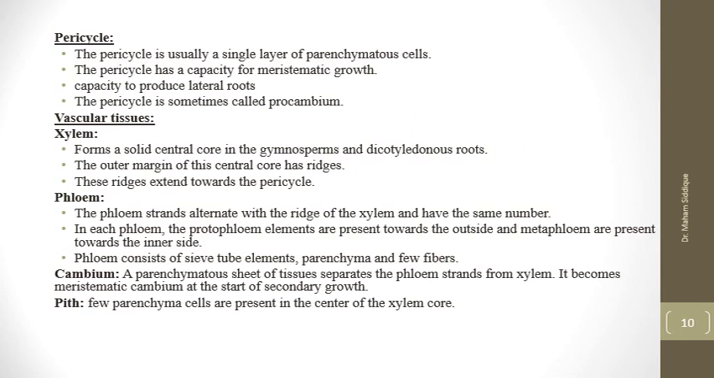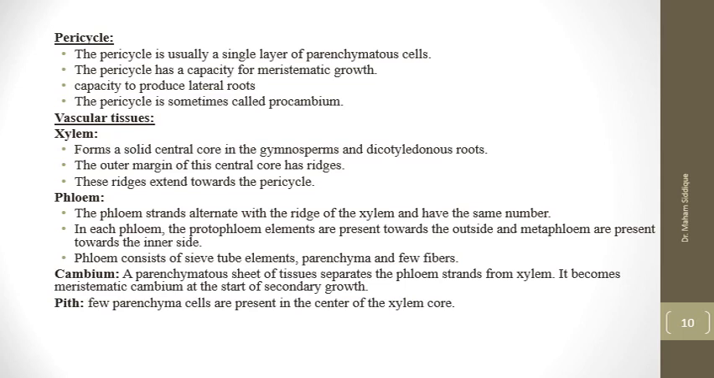Next is pericycle, then vascular tissues, in which xylem and phloem are included. Pericycle is usually a single layer of parenchymatous cells lying just within the endodermis and peripheral to the vascular tissues. Pericycle has a capacity for meristematic growth and gives rise to lateral roots, parts of vascular cambium, and usually the meristem which produces cork and phellogen. Pericycle is sometimes called procambium.